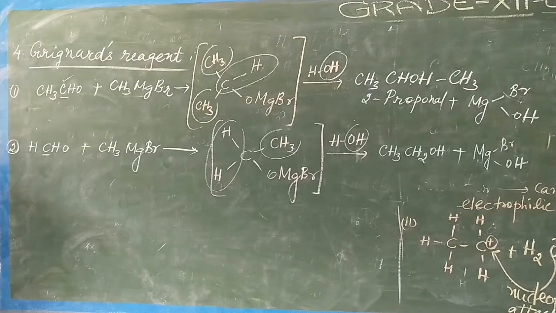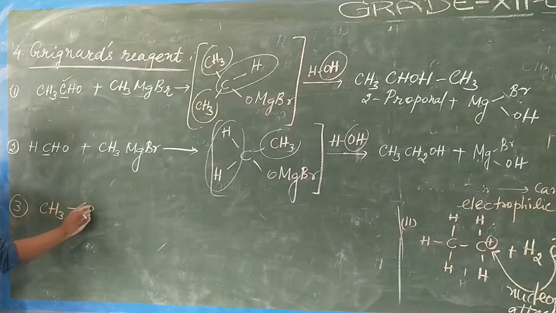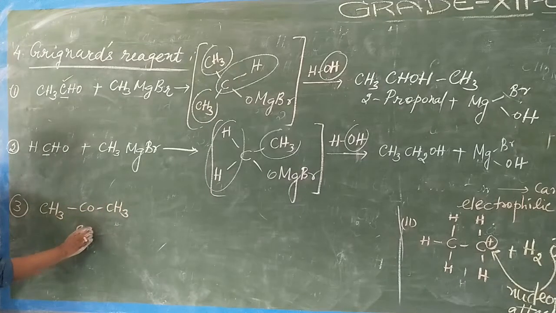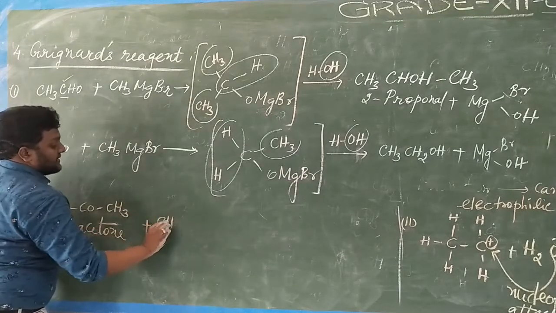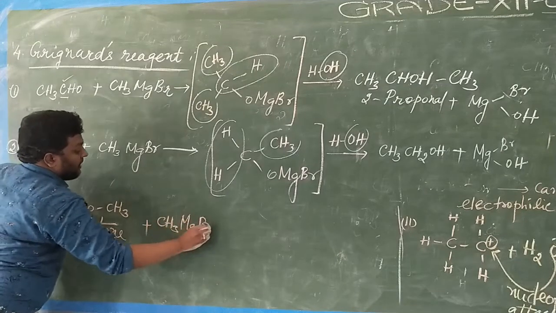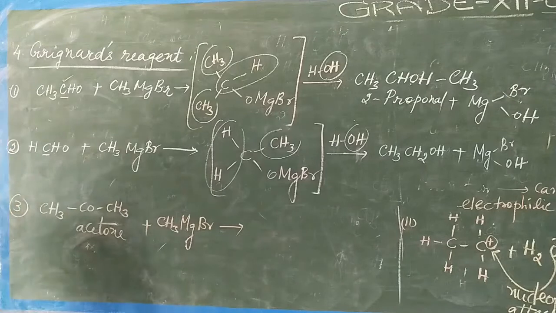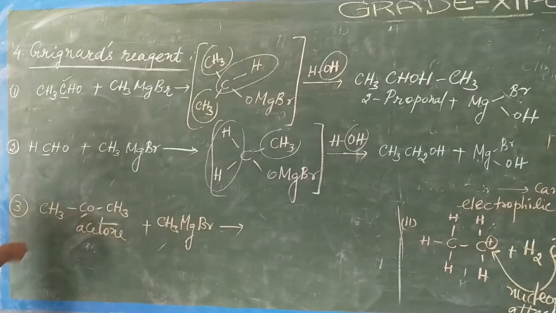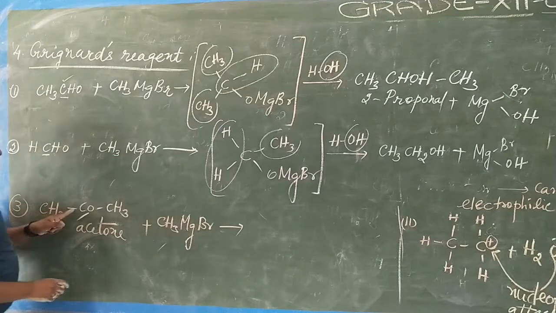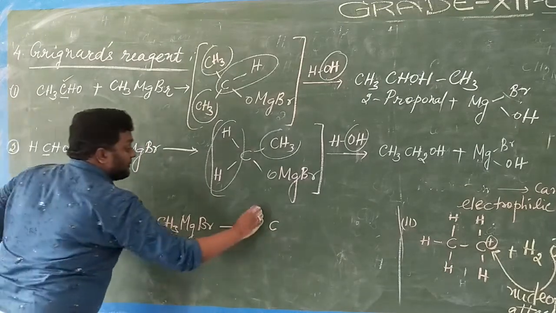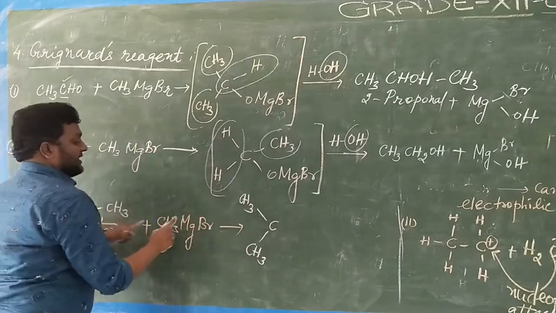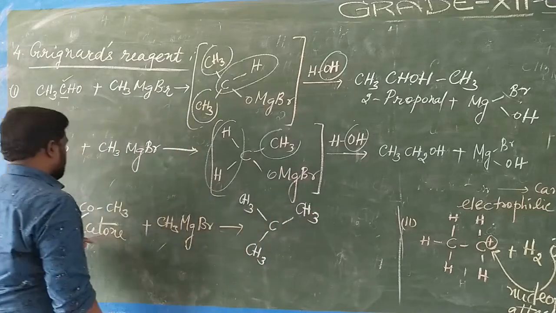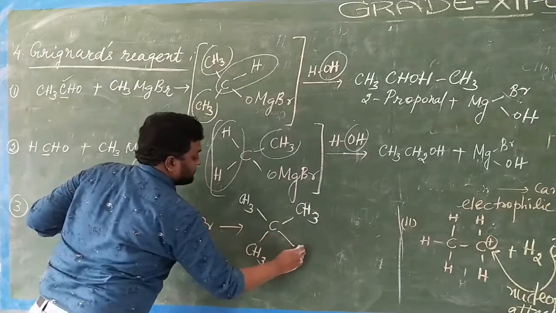Now coming to the third reaction. Third reaction is Grignard's reagent. We have to take a ketone, CH3 CO CH3. This is called acetone. Or otherwise you can call it ketone. Ketone on further treatment with CH3MgBr gives us the formation of an intermediate product. How do we write the intermediate product? The center C, then this CH3, then this CH3, this CH3, then this O, MgBr.